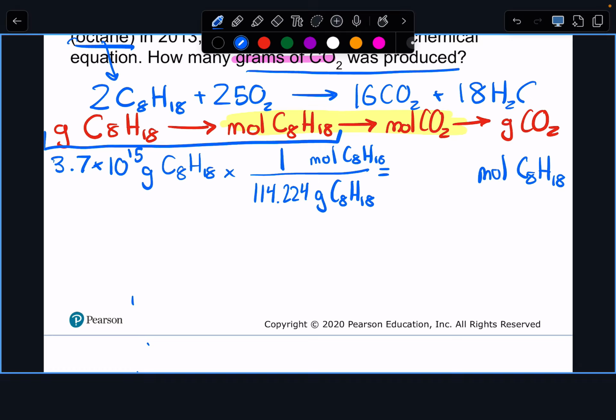This is looking to see if the sig figs are similar. They're slightly different up there. Times 18 for hydrogen. So 114.224 grams of octane per mole. Now, this is an enormous number because we're talking about gasoline burned by the entire world.